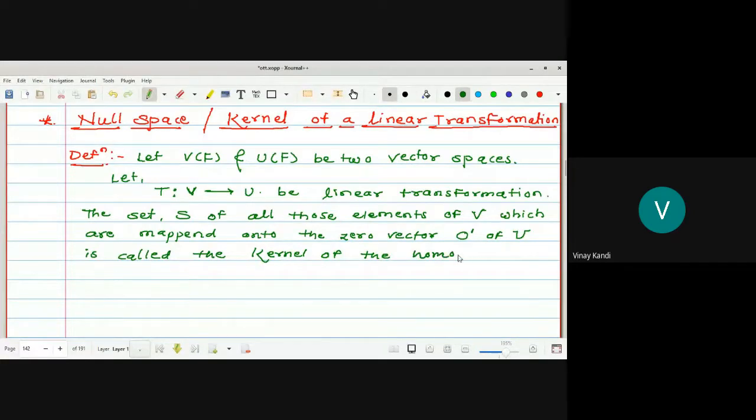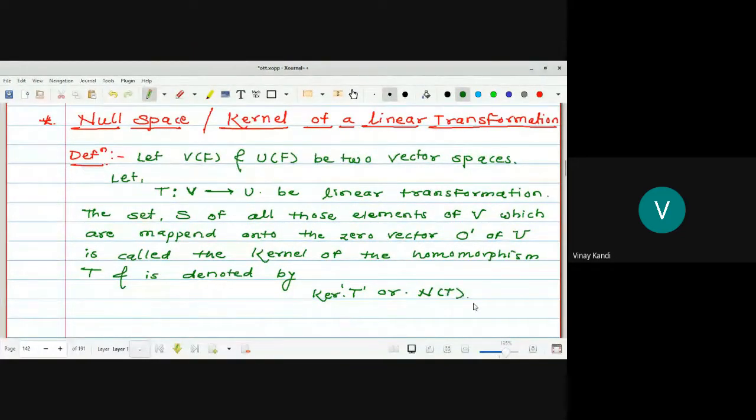Why can we say homomorphism? Because a linear transformation is also called a vector space homomorphism. That's why we say kernel of the homomorphism T, or kernel of the linear transformation T, and it is denoted by KER, kernel of T, or we can write this as N of T, null space of T.